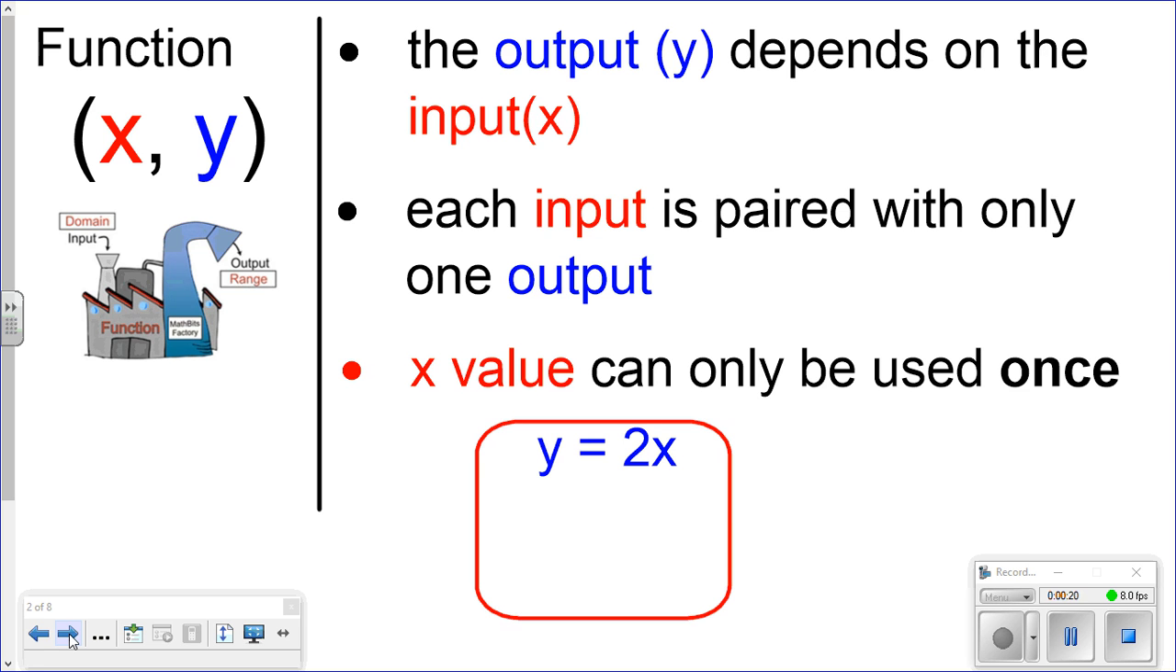So each input is paired with only one output, which means that the x value can only be used once. For example, if I have the equation y equals 2x, and I decide that x is equal to 3, when I plug in 3 for my input, so x is 3, my y output is 6. Every time I put in 3 as my input, I will get 6.